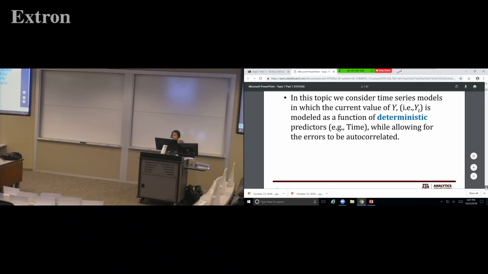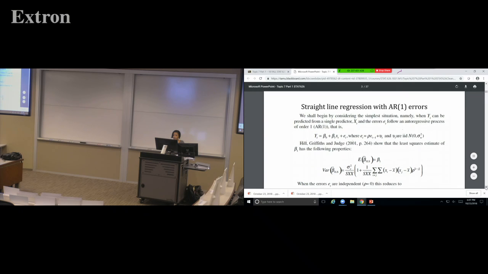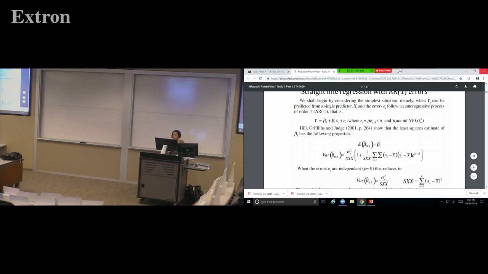So what that means is that we're going to consider situations in which the error at one specific time is linearly related to the error at the previous time. The errors themselves follow a simple linear regression model. Maybe I needed to say that more clearly. So backing up one step. When we have Y_t, that's going to be predicted from a single predictor X, and the errors are, in the simplest case, going to follow an autoregressive process of order 1.